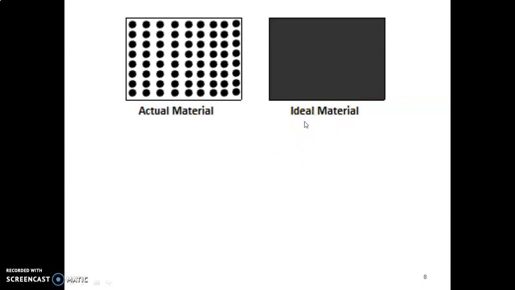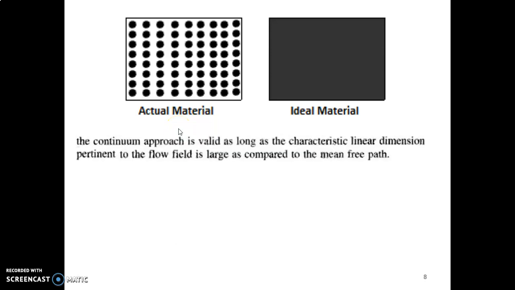So we are actually assuming our problem or our system to be ideal in the continuum approach. That is the main difference. Now, how can we distinguish this ideal material, and what is the extent up to which we can consider the material as ideal or actual? That we can explain by the help of a number called Knudsen number.